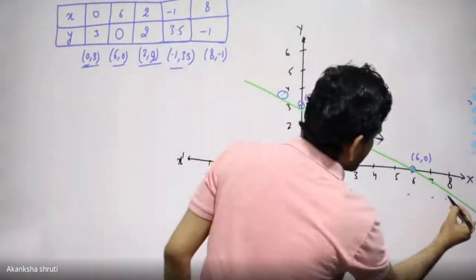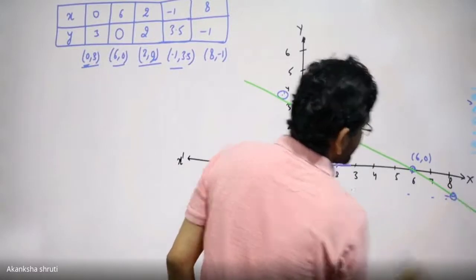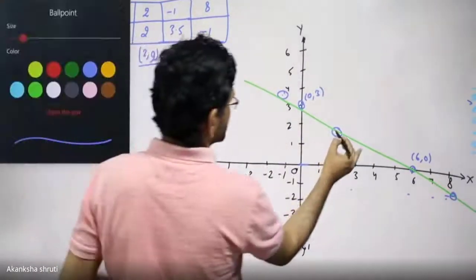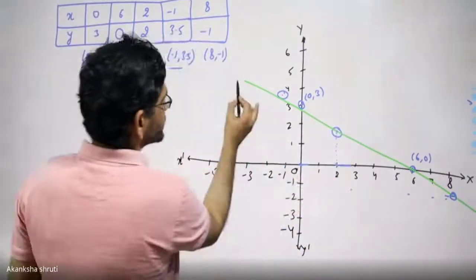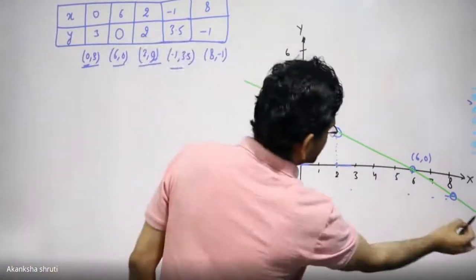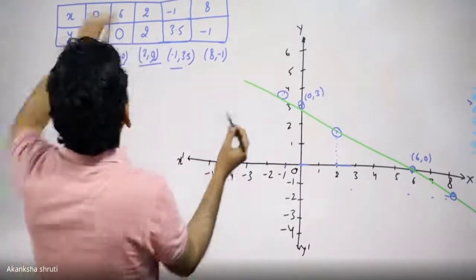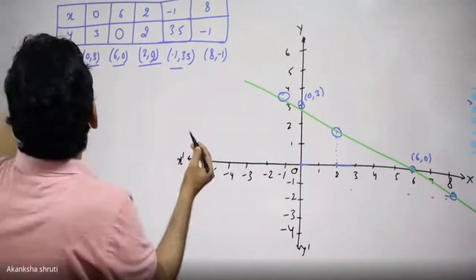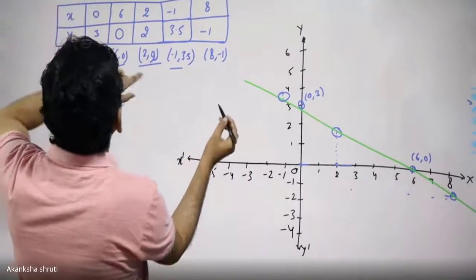On the graph paper, you will get it surely. All of these points lie on the same line. Students, joining all these points, we are getting a straight line. So this is the graph. Over this graph, we have to write down the equation.